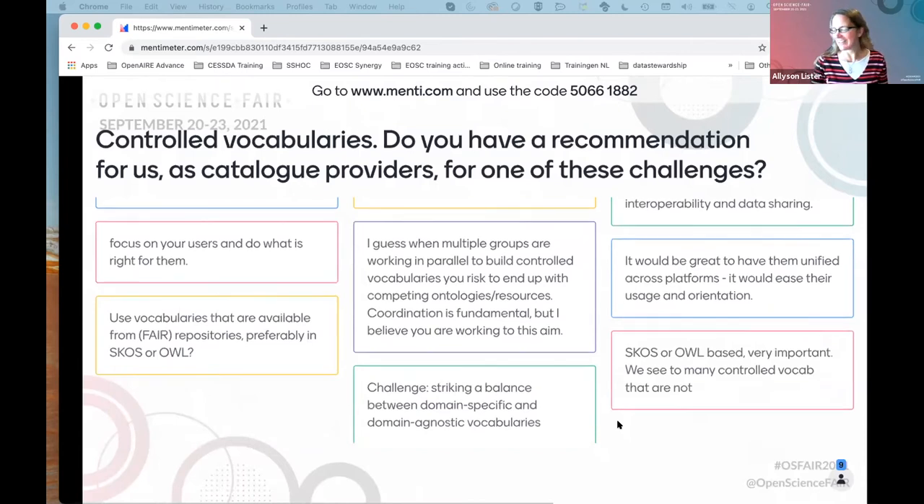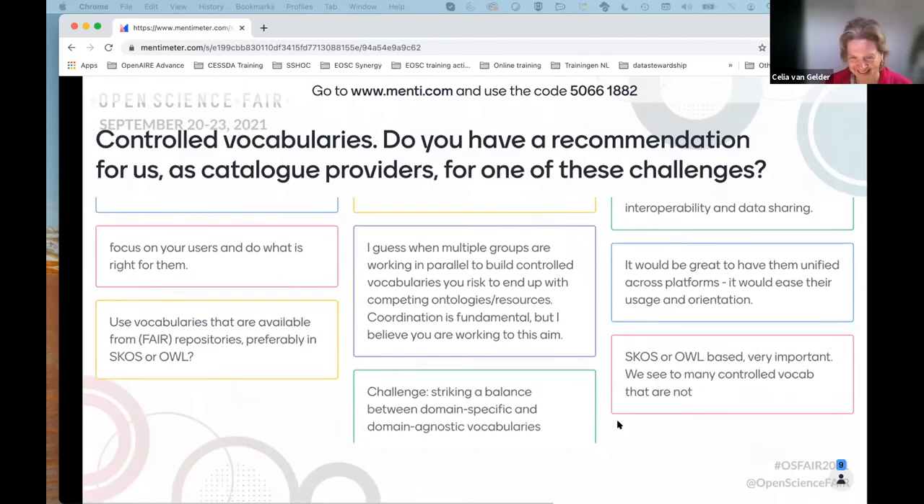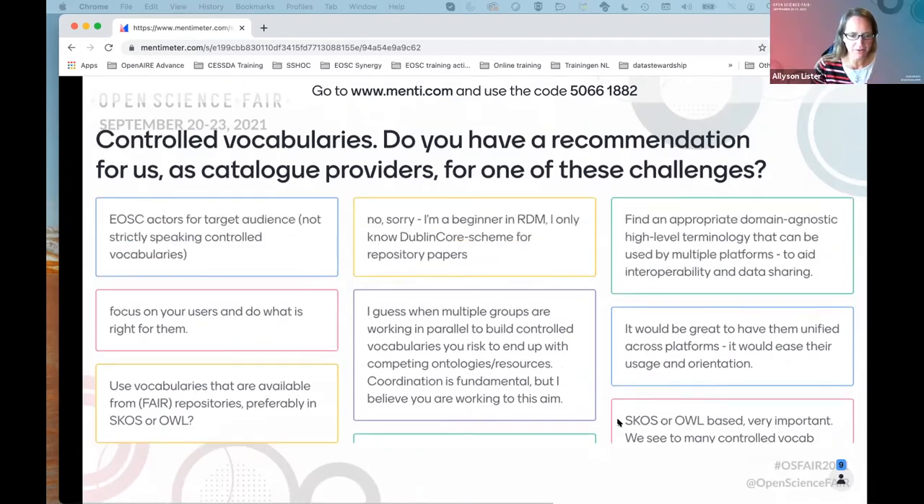Which one is yours? I cannot read. If you scroll to the top, I think it was on the top a second ago. Yeah, on the right in the green.